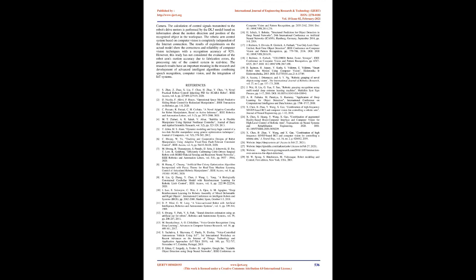The calculation of control signals transmitted to the robot's drive motors is performed by the DL3 model based on information about the motion direction and position of the recognized object in the workspace. The robotic arm control system based on computer vision is completely independent of the internet connection. The results of experiments on the actual model show the correctness and reliability of computer vision techniques with a recognition accuracy of 92%. However, this study has not considered the evaluation of the robot arm's motion accuracy due to fabrication errors, and the processing rate of the control system in real time.